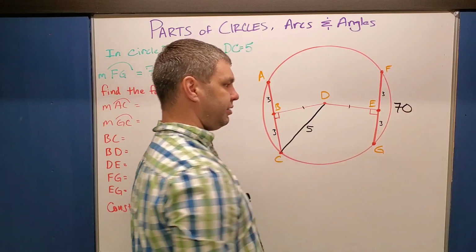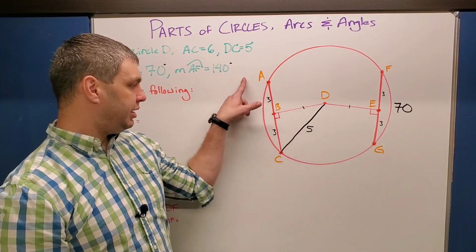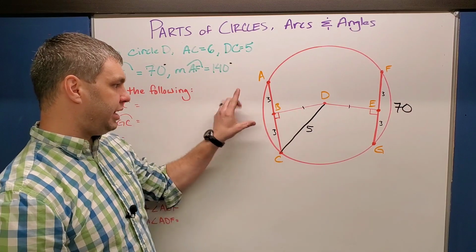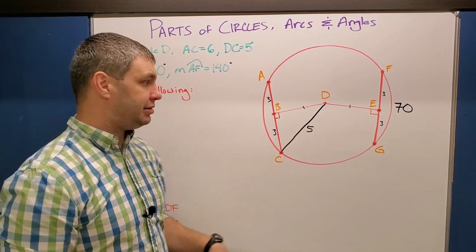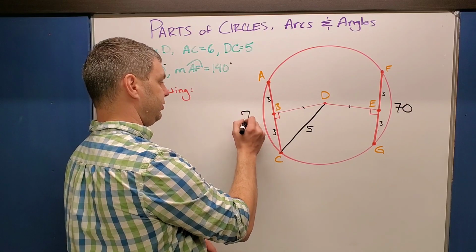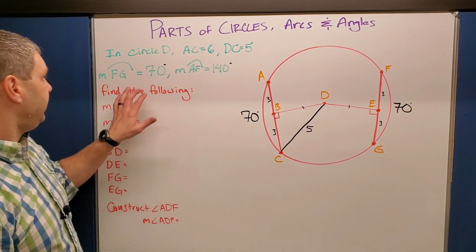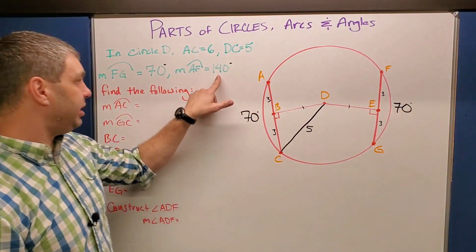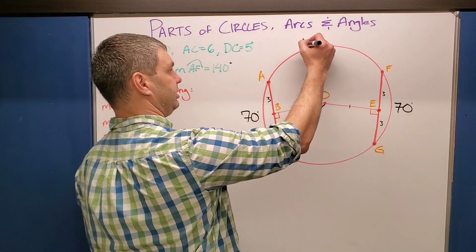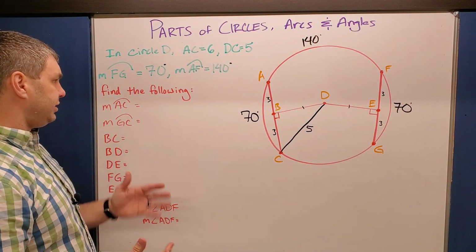And just like earlier, since FG is 6, and AC is also 6, that means their respective arcs are also going to be the same degrees. So 70 degrees here and 70 degrees over there. All right. And then AF, that's this top one, is going to be 140 degrees. All right, so it's asking us to find the following.